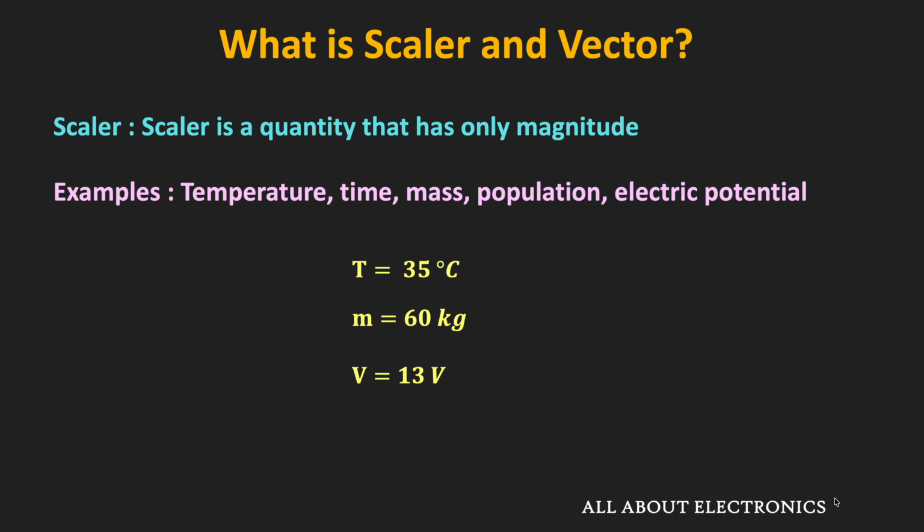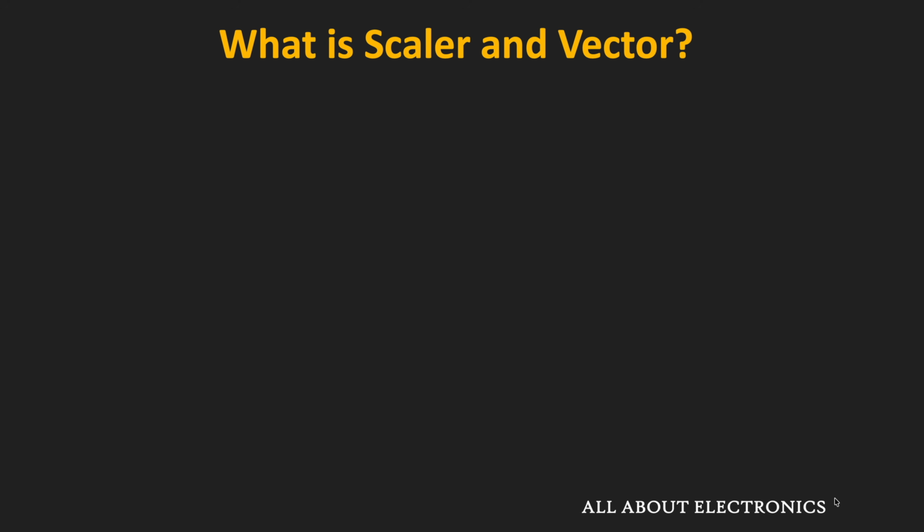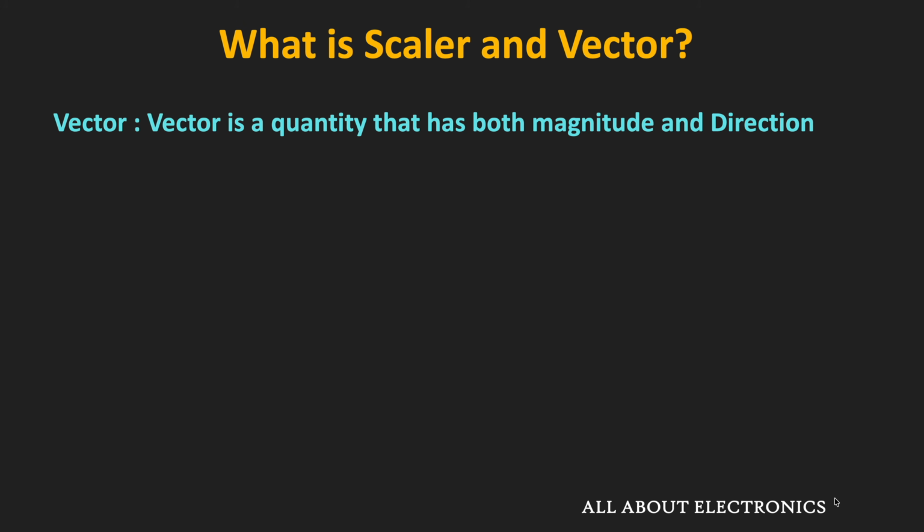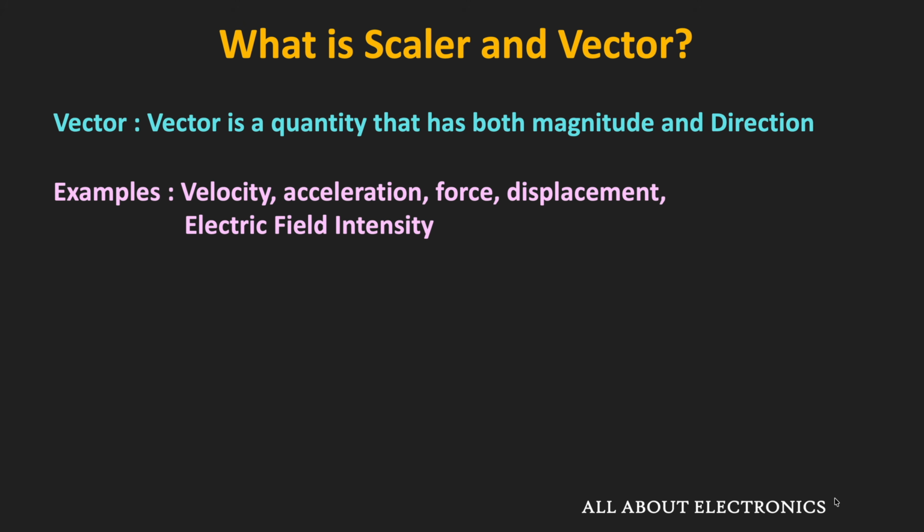On the other hand, a vector has both magnitude as well as direction. Velocity, force, acceleration as well as displacement are examples of vectors, because these quantities have both magnitude as well as direction. For example, if you want to represent displacement, then it is important to mention the amount of the displacement as well as the direction in which this displacement is made. Similarly, from the electromagnetic perspective, electric field intensity is an example of a vector.